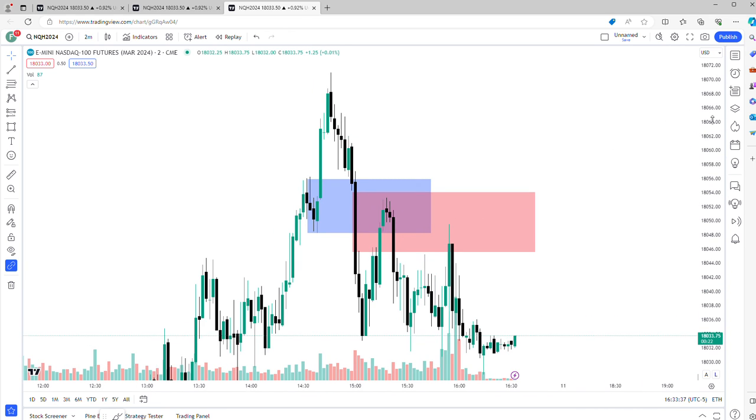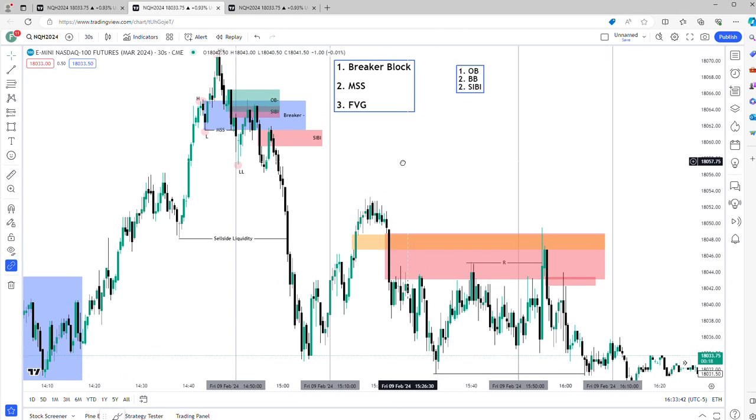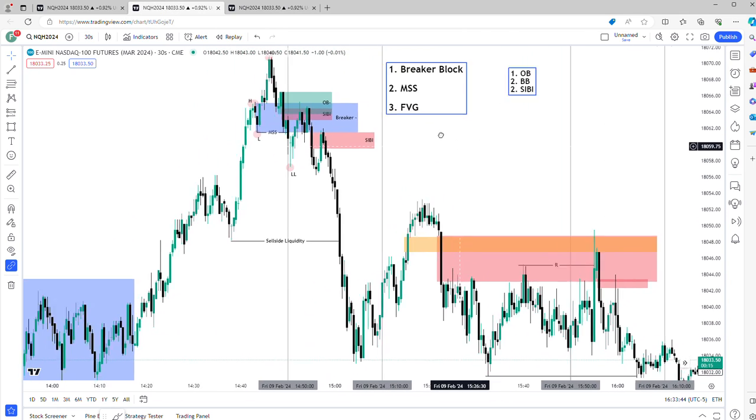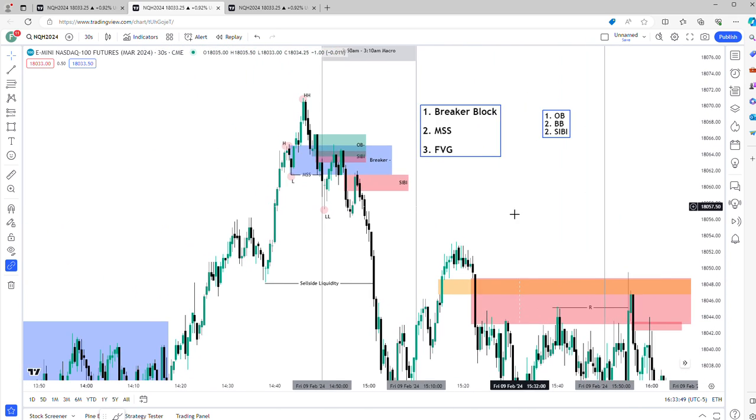So I just want to illustrate here a little bit of an extra part of this video. The fact that breaker blocks and unicorn setups, they can occur in all time frames, right? Doesn't matter what time frame you're looking at. And again, watching the markets during these key macros is important. So this was like an A+ setup.